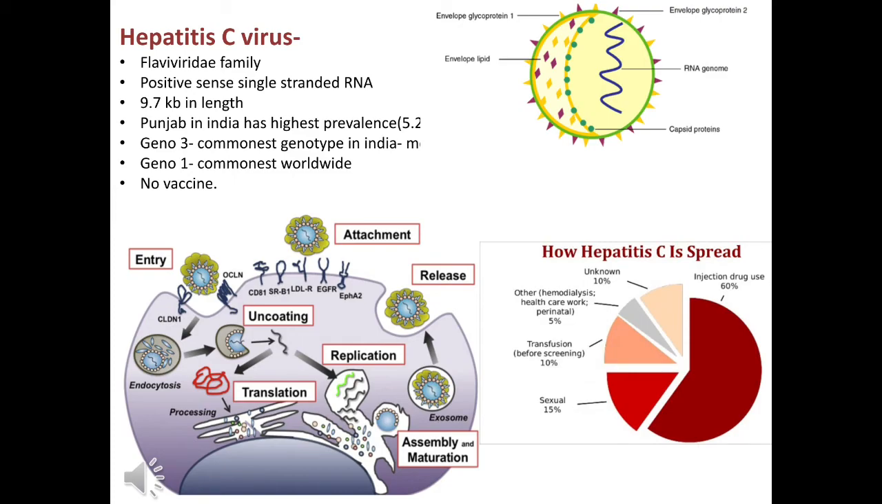The steps of replication in hepatitis C virus are attachment, entry, uncoating, translation, replication, assembly and maturation, and release. Hepatitis C is transmitted mostly due to injection drug use, followed by sexual, transfusion, and hemodialysis or healthcare work or perinatal.